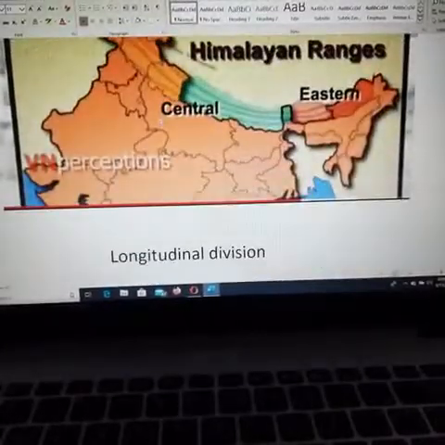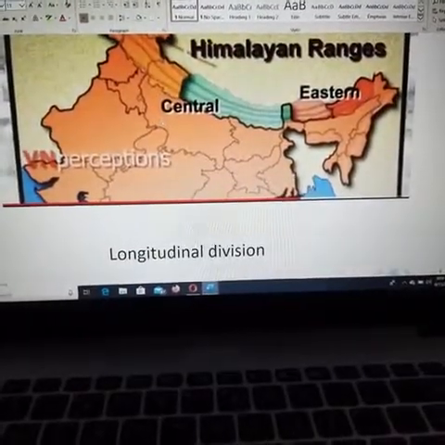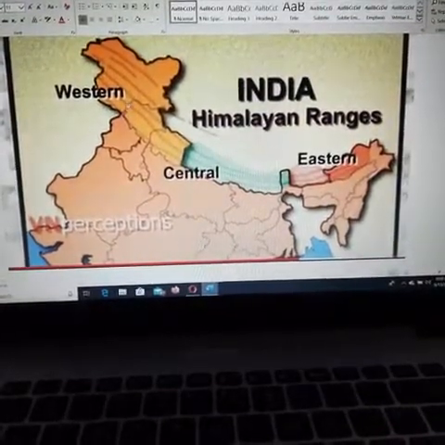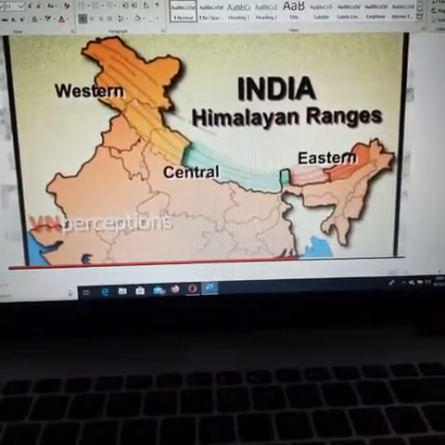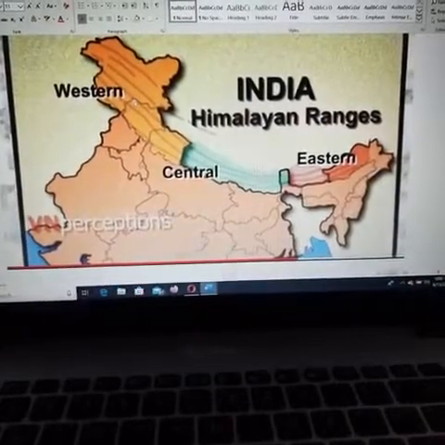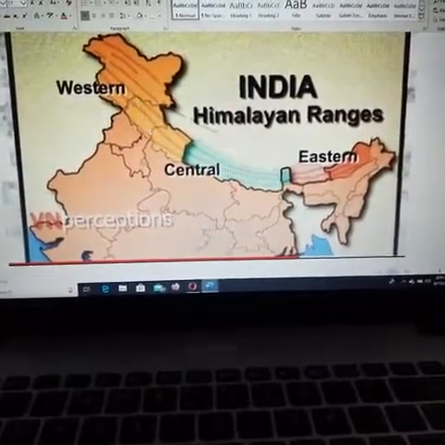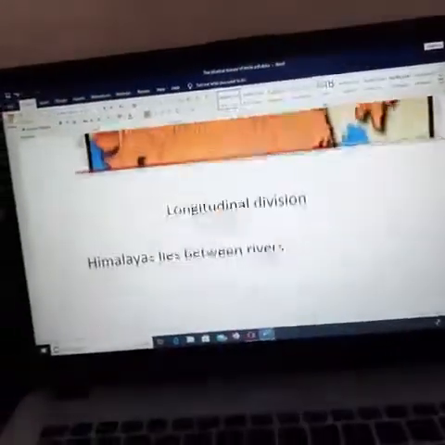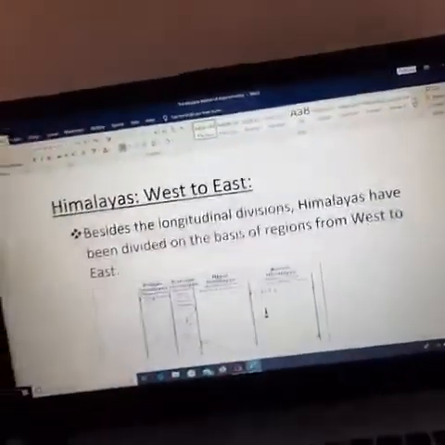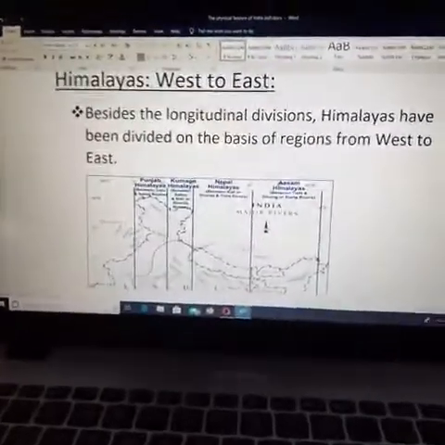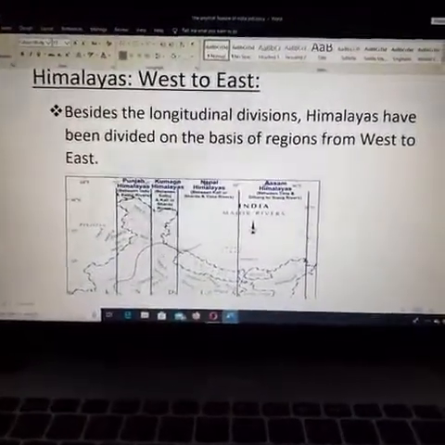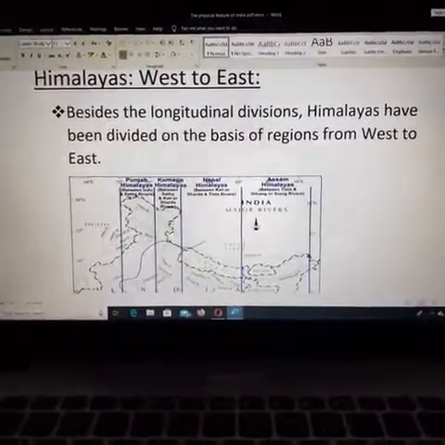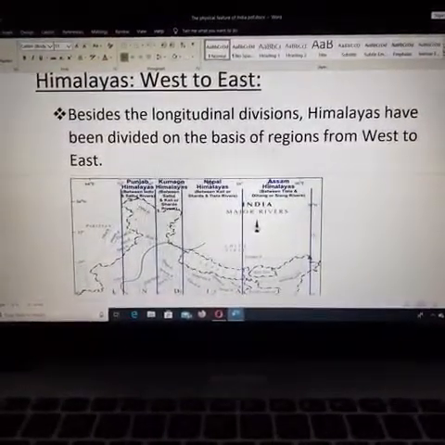Okay, children. So there's a longitudinal division of the Himalayas, as I told earlier, that is the western, central and eastern. So these longitudinal divisions of the Himalayas also run between the rivers. Which kind of rivers and which Himalayas are running, we are going to see now. Now first we will talk about the Himalayas. It stretches from west to east, as I told here. So by the longitudinal divisions, the Himalaya is also divided on the basis of regions.